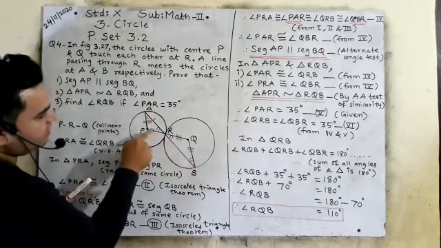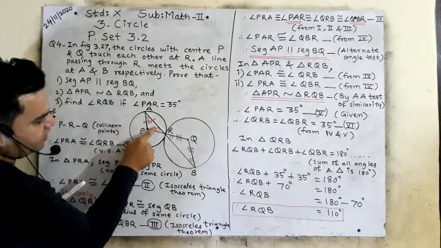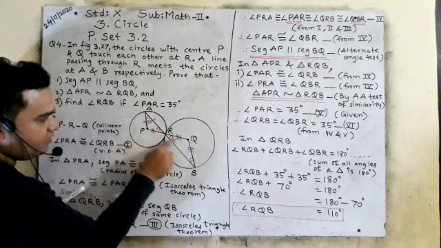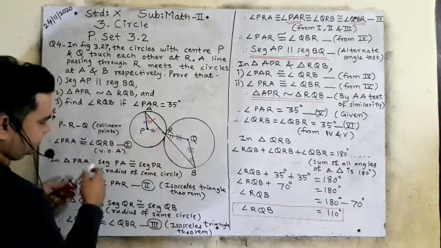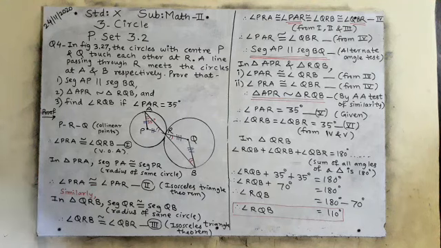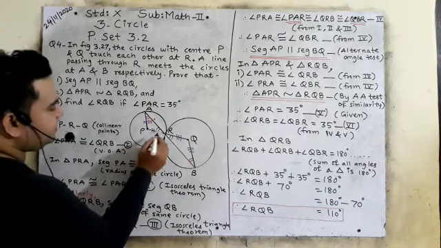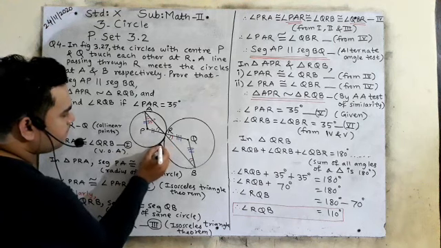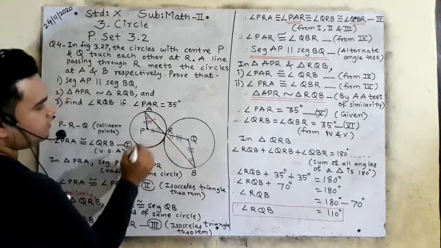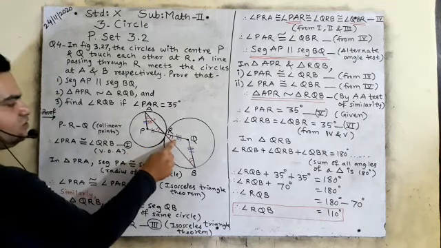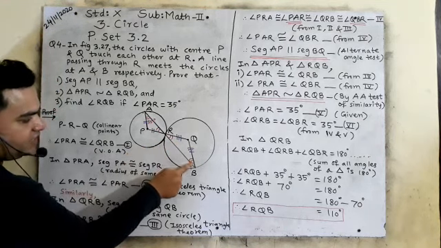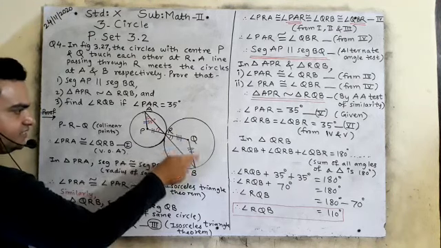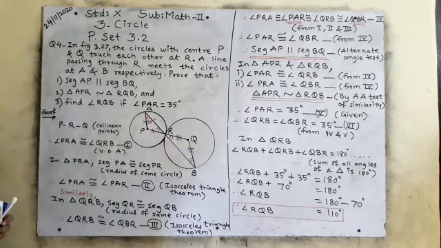Can you see this X? If this is 35, this is also 35 because of the isosceles triangle. Why? Vertically opposite angles. The X has been formed there. Is it clear? Now if this is 35, this is also 35, this 35, this is also 35 degrees. Why? Because this triangle is an isosceles triangle. Two sides are congruent, so two angles also will be congruent.